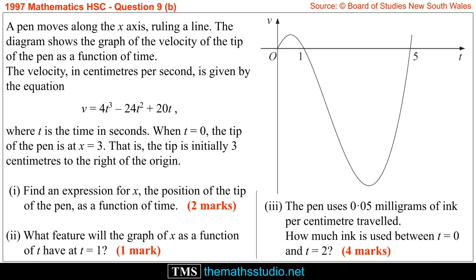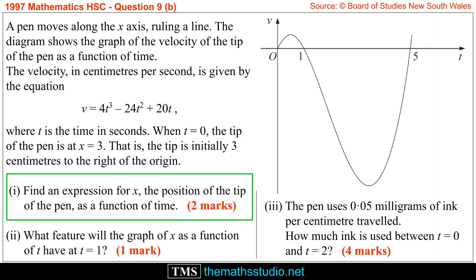Question 9, Part B. A pen moves along the x-axis, ruling a line. The diagram shows the graph of the velocity of the tip of the pen as a function of time. The velocity in centimeters per second is given by the equation v equals 4t cubed minus 24t squared plus 20t, where t is the time in seconds. When t equals 0, the tip of the pen is at x equals 3. That is, the tip is initially 3 centimeters to the right of the origin.